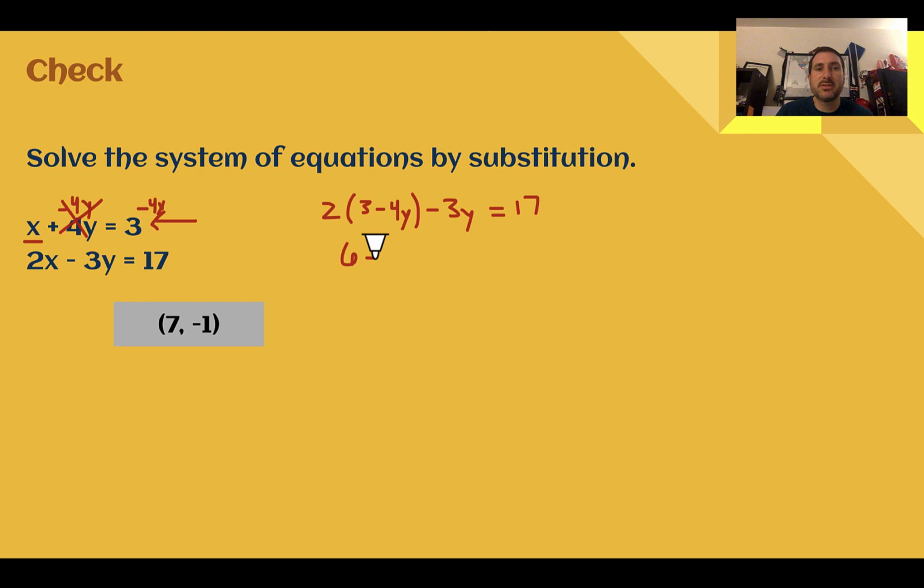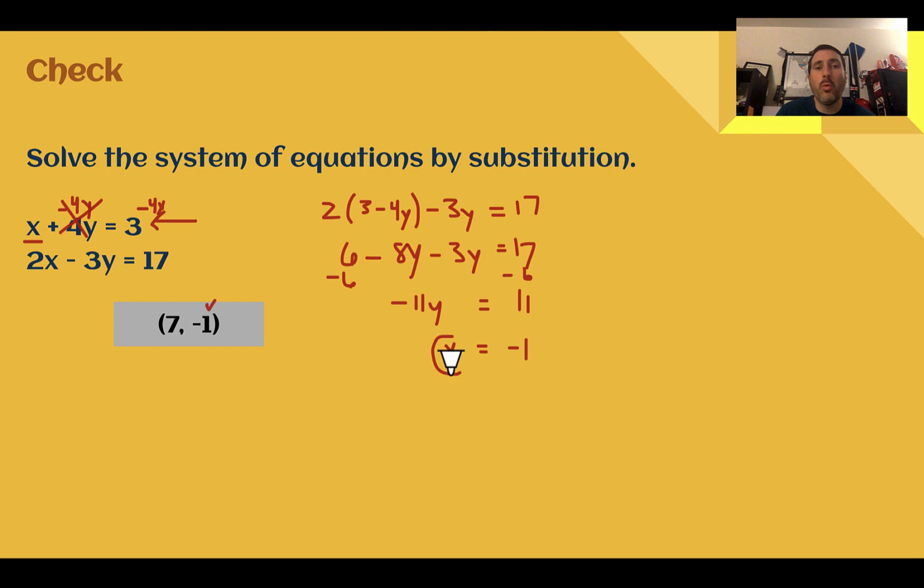Distribute out, I get 6 minus 8y. Take away 3 more y's equals 17. Combine like terms, I get negative 11y. Subtract 6, I get 11. Negative 11y equals 11, so y equals negative 1, which is what we got there.